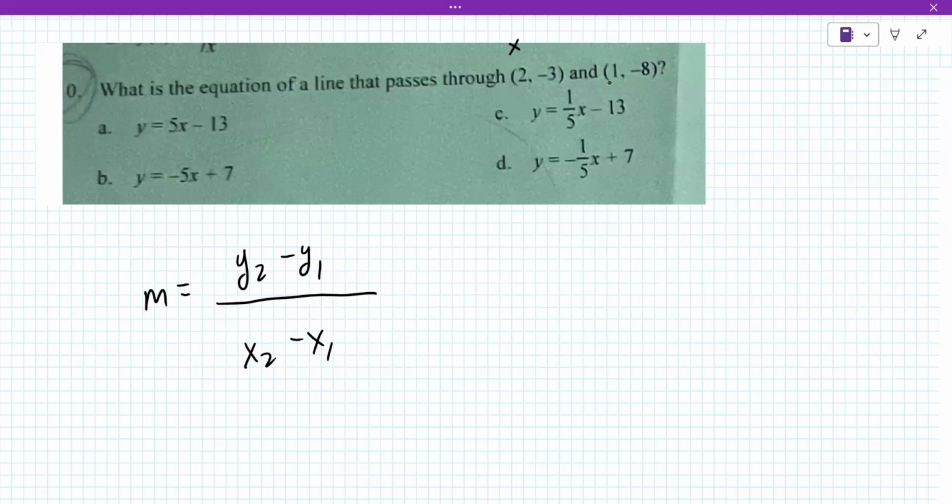The ordered pairs are x1, y1, x comes before y. The subscripts just mean that it's from the first ordered pair, and then x2, y2, x and y, and then 2 because of the second ordered pair. Okay, so I'd like you to use those in this formula here and let me know what you come up with for the slope. It should be one of these answers.